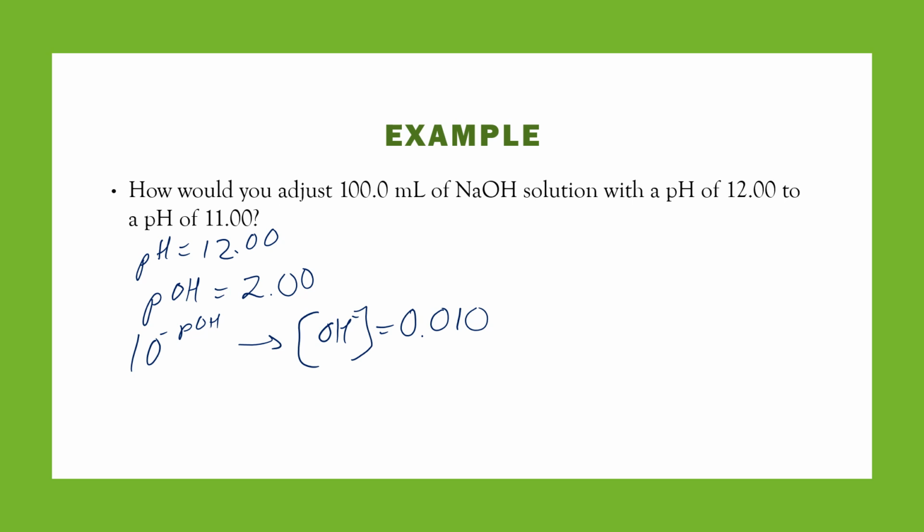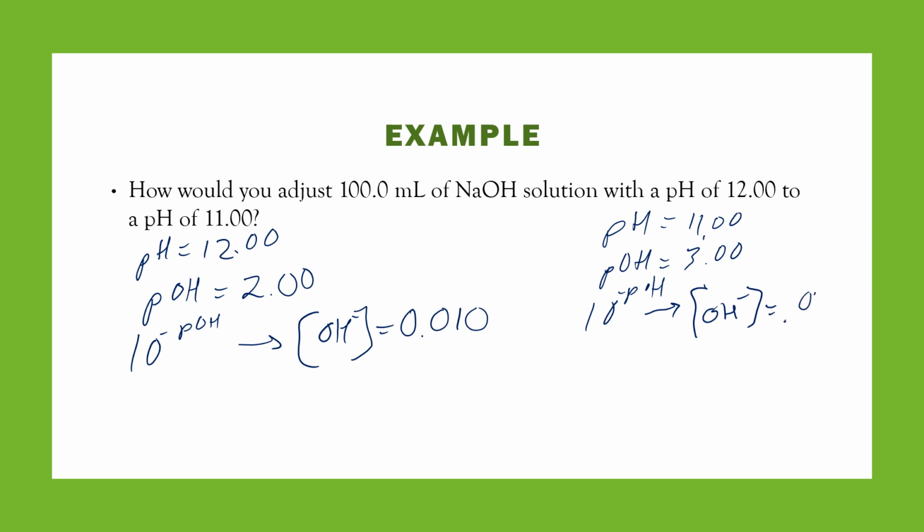Now, if I want to get a pH of 11, I know that my pOH needs to be 3. And if I take 10 to the negative pOH, I'll get that the OH- concentration is equal to 0.0010. And both of those are molarity. So now that I know my current molarity and my goal molarity, I can use the dilution equation.